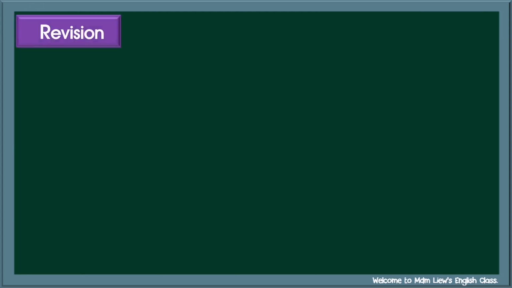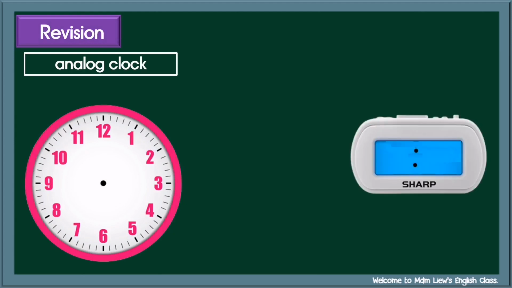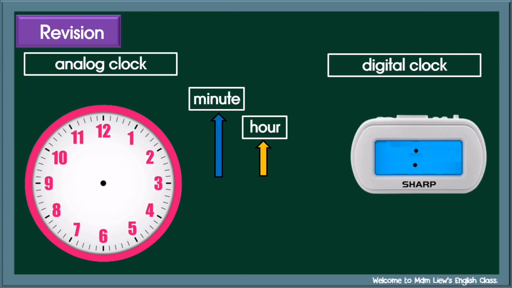Let's revise. This is the analog clock, and this is the digital clock. There are 2 hands on the analog clock. The longer hand is called the minute hand, and the shorter hand is called the hour hand. For the digital clock, the digit or number on the left tells us the hour, and the digit on the right tells us how many minutes has passed the hour.